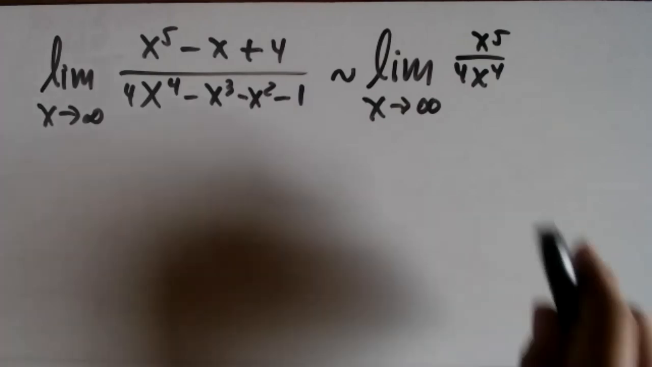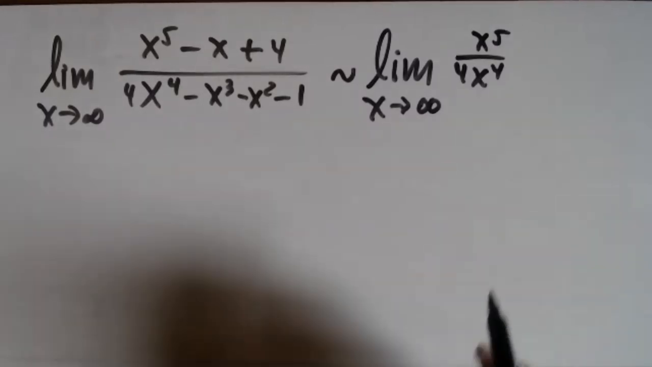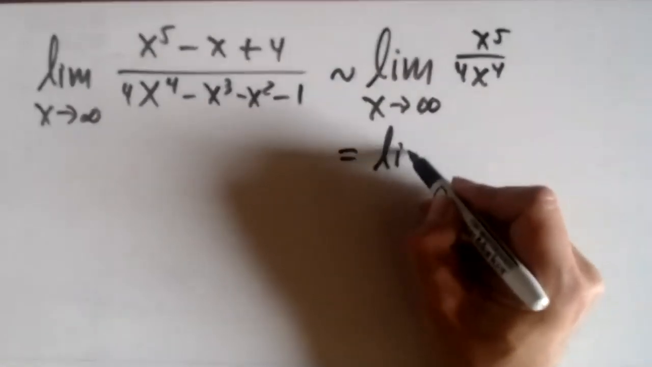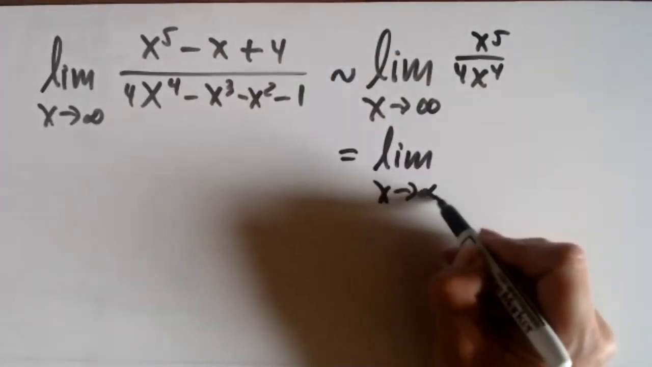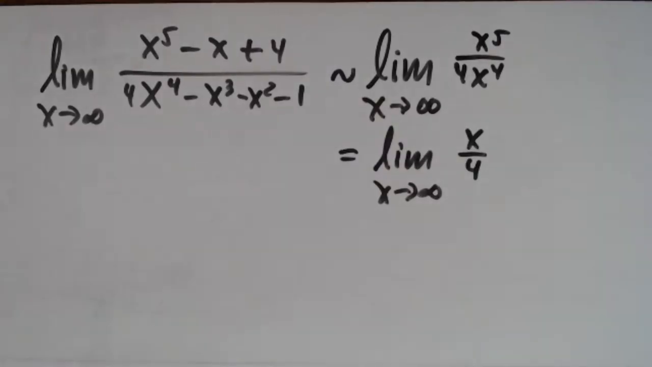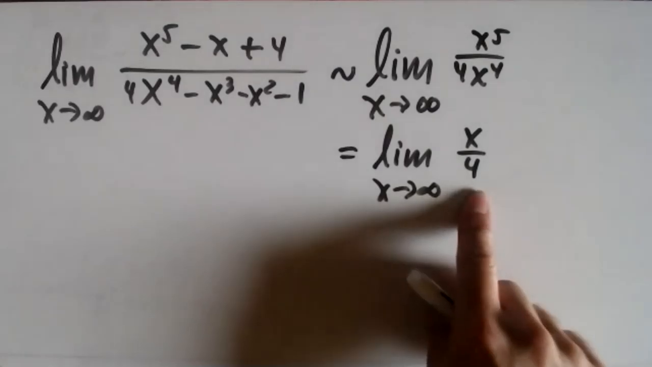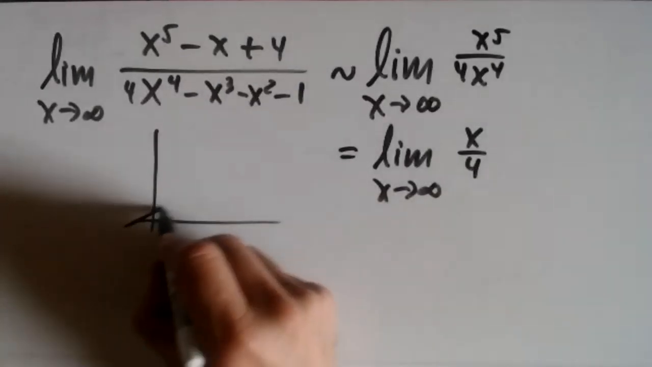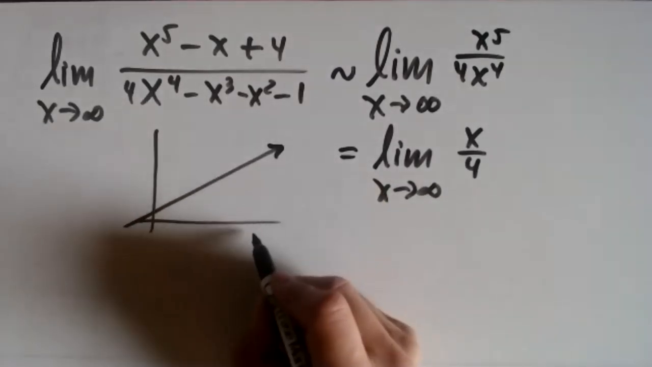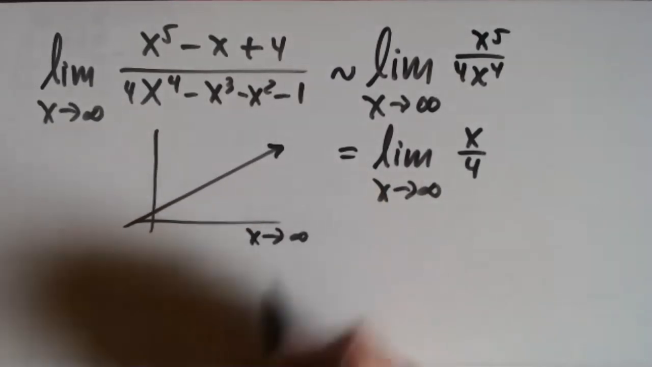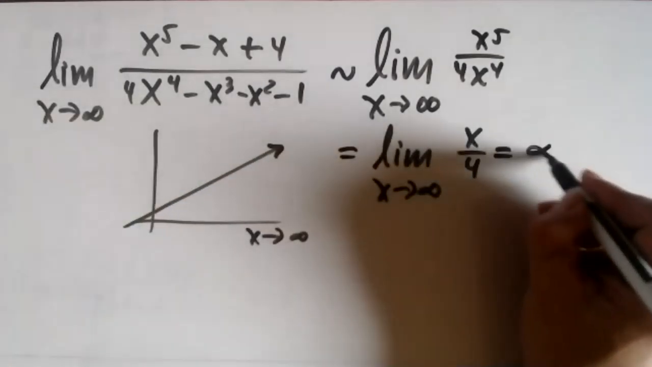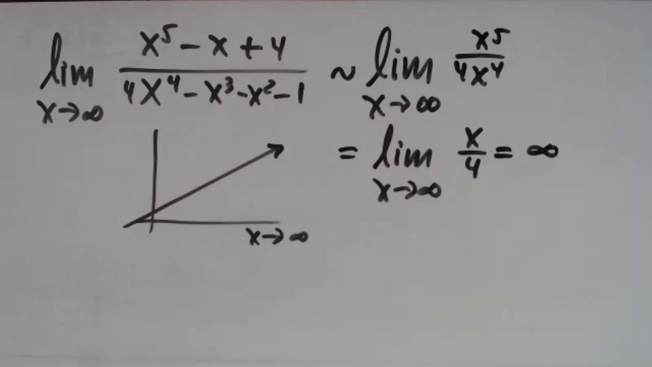So, what can you cancel out here, okay? You can cancel out x to the 4 and x to the 4 here. So this is like the limit at infinity of x over 4, right? And remember, what is this? This is a line with the slope 1/4. Okay, what is going to be the behavior as the x increases? Well, it's going to increase forever, so this is going to be infinity, correct?